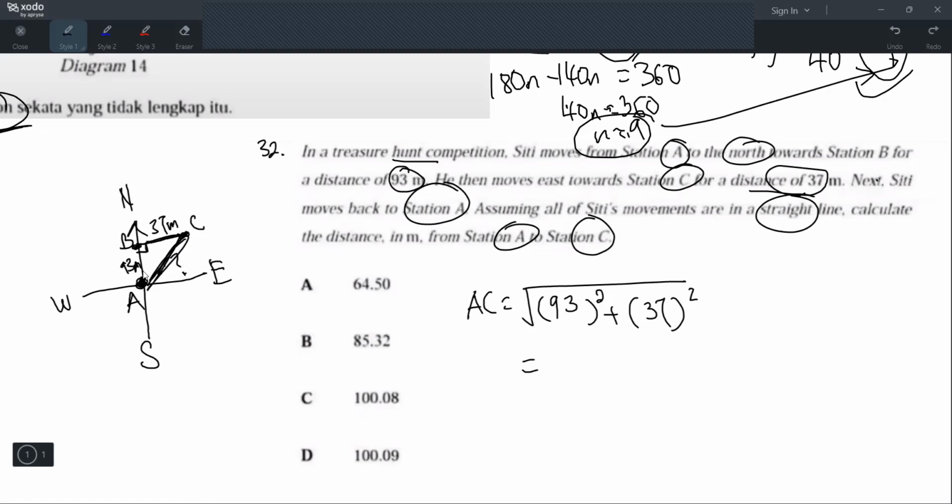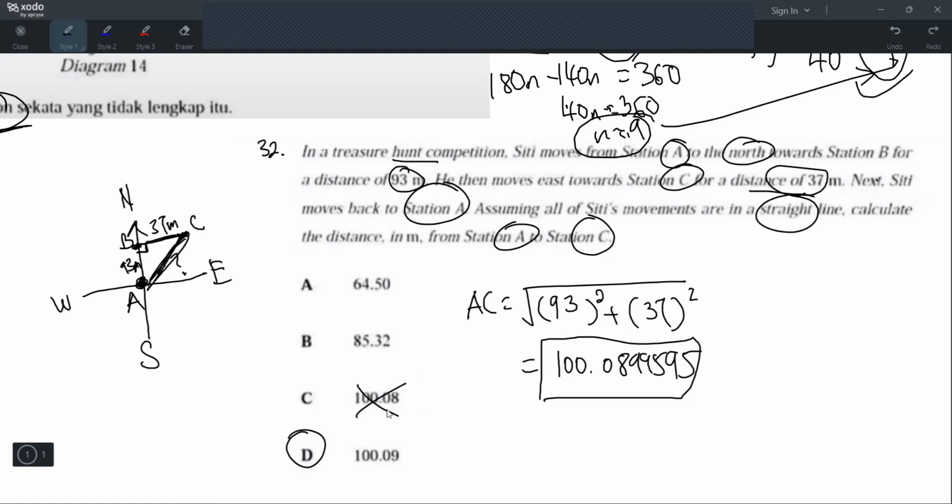So my calculator gives me 100.08990899595. This is what my calculator gives me. So which one do you think is the answer? D. C cannot, because if you want to write in 2 decimal places, you have to round off. It means you have to cut off here and look at the next number, right?